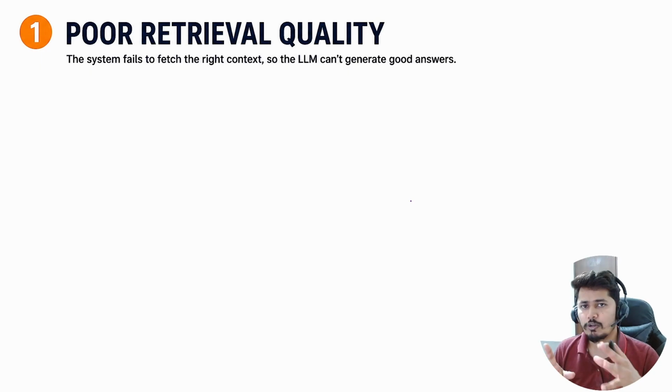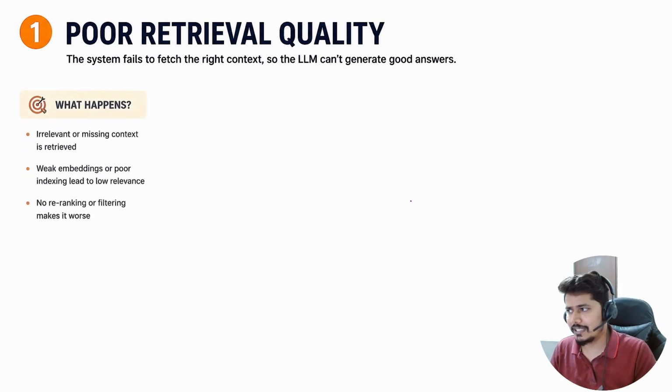RAG is Retrieval-Augmented Generation, so the first word itself is retrieval. If the retrieval quality is not good, the generation will suffer. You retrieve the content, you augment it, meaning you pass that context into the prompt of the large language model, which is called augmentation, and then the LLM generates the response. But if you are feeding the wrong information to the LLM, obviously it will not generate the correct response. So this is a major challenge that industries face: poor retrieval quality.